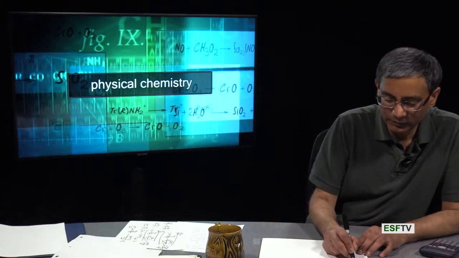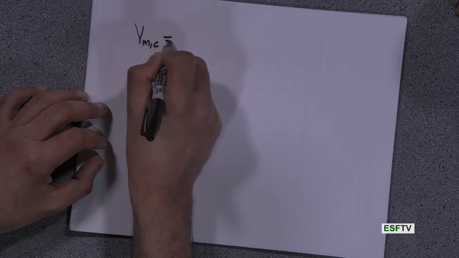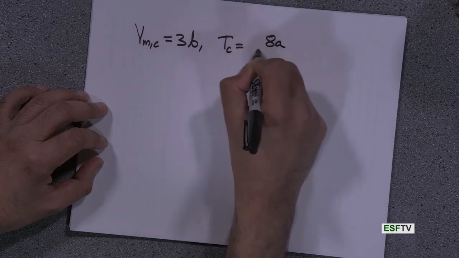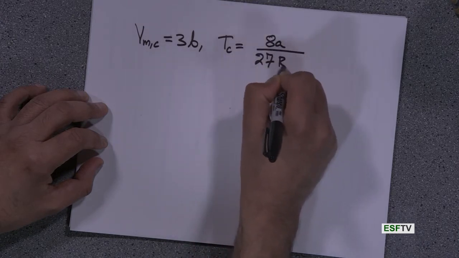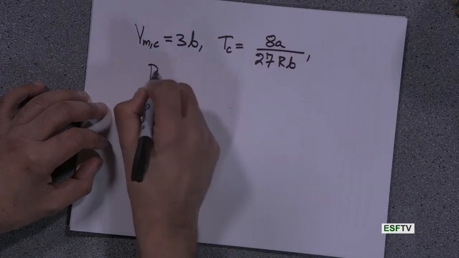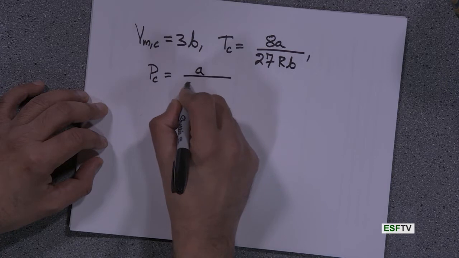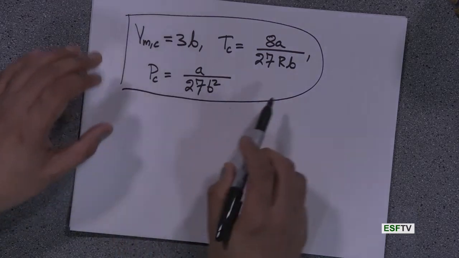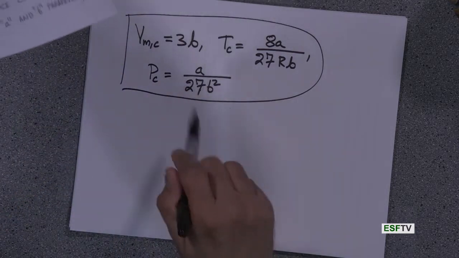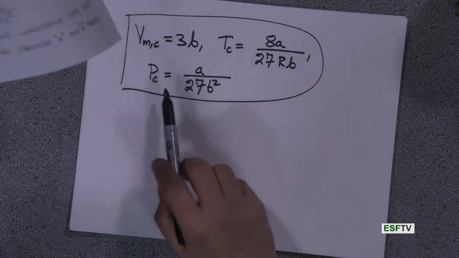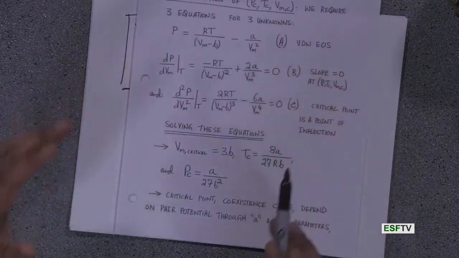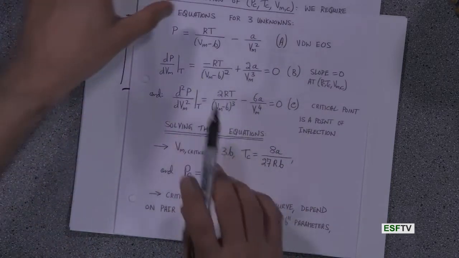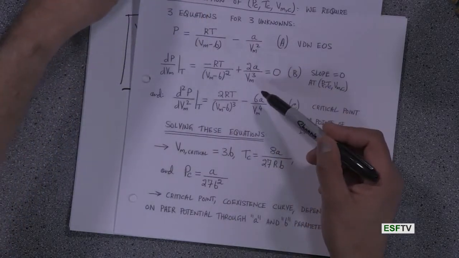But solving those, we find that V molar critical equals 3 times B, T critical equals 8 multiplying A divided by 27R multiplying little b, and the P critical is A divided by 27B squared. So you can take these and plug them back, plug in this for V molar critical, this for T critical, this for P critical into this set of equations, and you will find all of them are satisfied, thereby verifying that we have solved these equations simultaneously, 3 simultaneous equations in 3 variables, correctly.